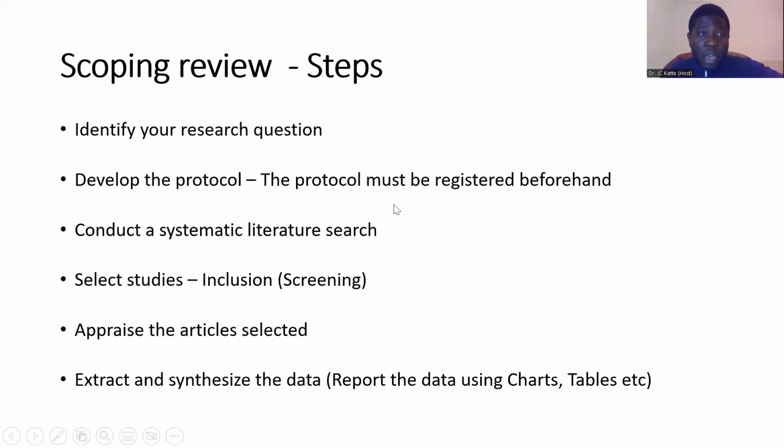And then you have, as I said, the steps. You have to identify your research question, you develop your protocol, you conduct your literature search, you screen the studies which you're going to include into your protocol, you go through them, you assess them, you appraise them, and then you extract the data. The key thing here is that you're not doing a meta-analysis, so you're not pooling the data to analyze, but you just synthesize and report your data using charts and tables. So that's for a scoping review.